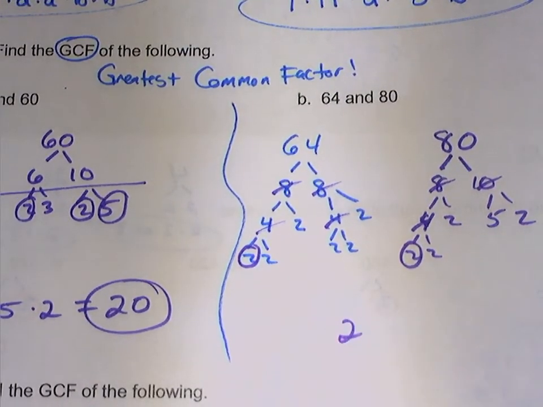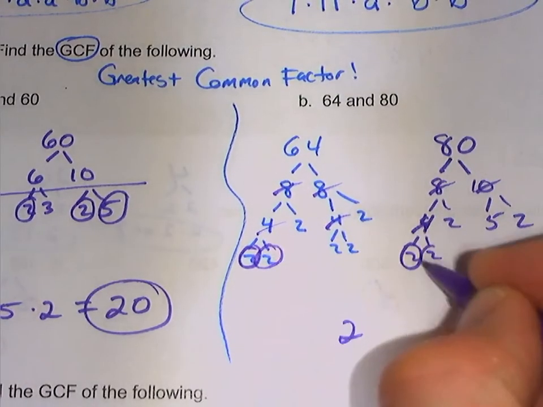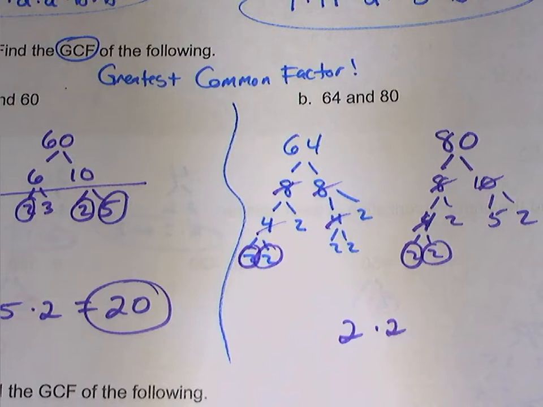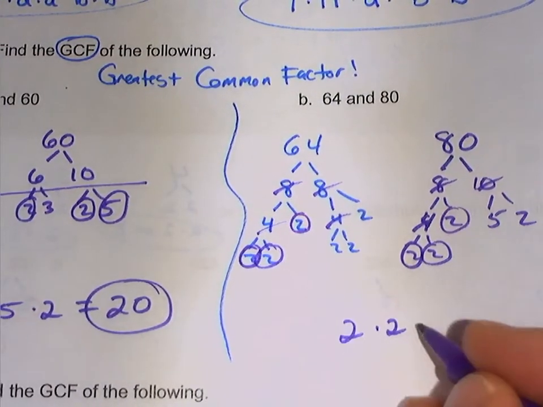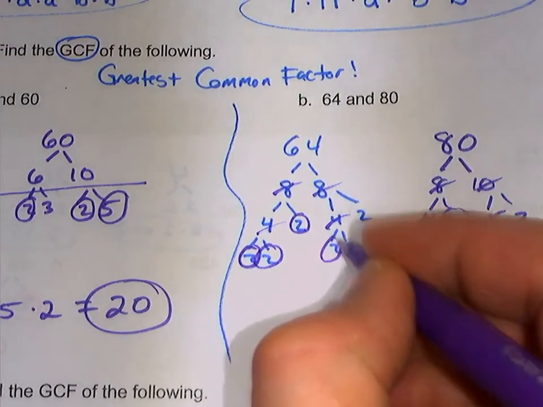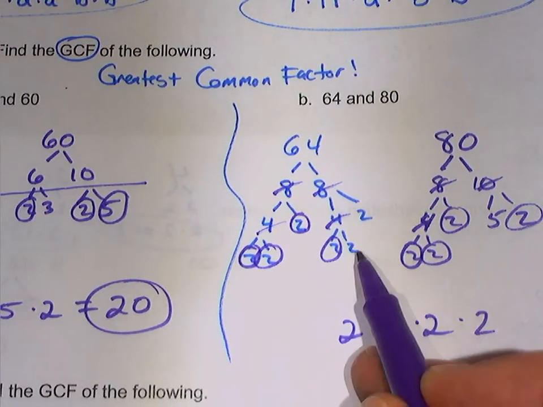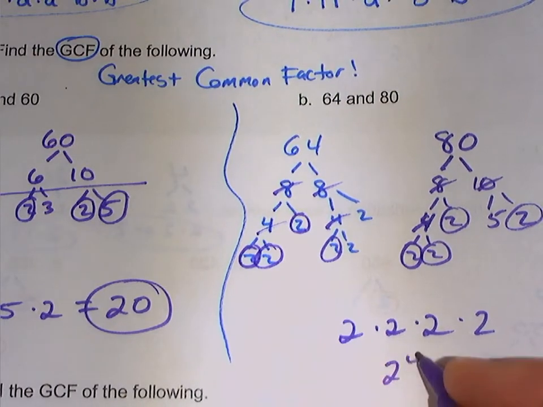So I write that one time. What else do they have in common? Another 2. Don't look at that 4 because we broke that down, so we can't look at that. You gotta look at the numbers beyond it or underneath of it. We got another 2 in common. Look at that. Anything else? There's another 2. Oh my gosh. And then that's it, right? This guy only has a 5 left, and this guy has 2 2s. So they don't have anything else in common other than 4 2s multiplied together. What's 2 times 2 times 2 times 2, or 2 to the 4th?